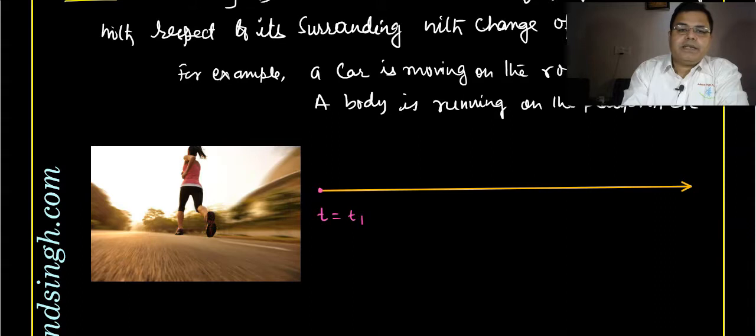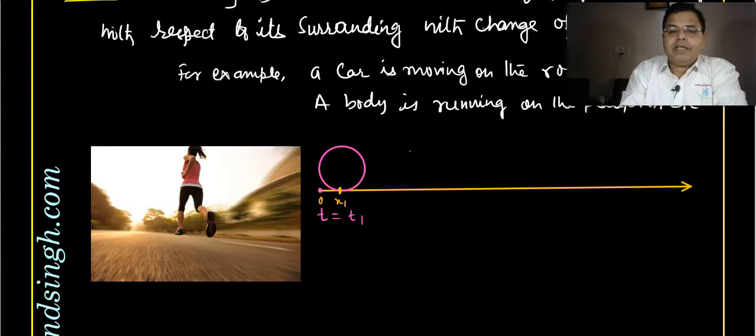Say like this, a sports person, a girl, is moving here. Similarly, a ring is there, and the position of this ring at this instant of time, say t is equal to t1, then this is the position. And the distance from this point is said to be x1. x1 is the distance from this origin. This is the position, so it is said to be x1. So when time is t1, then the position of this body is x1.